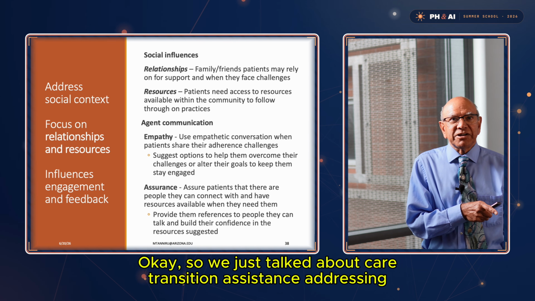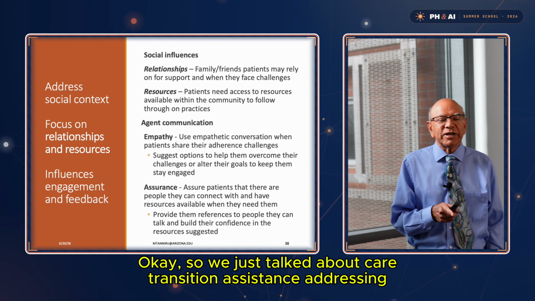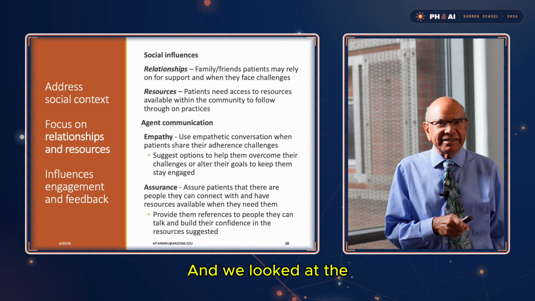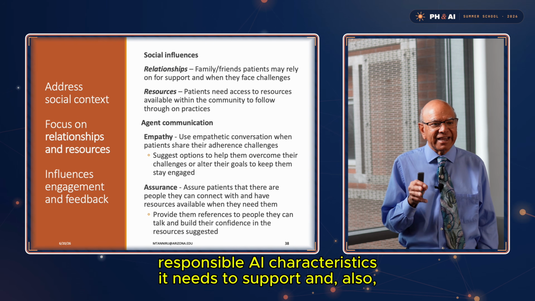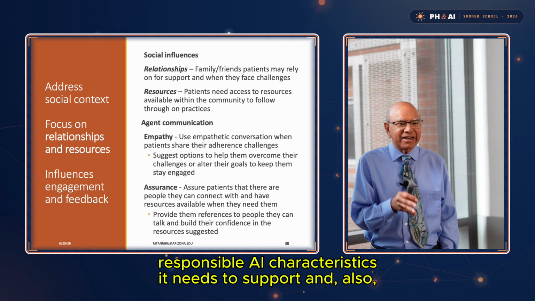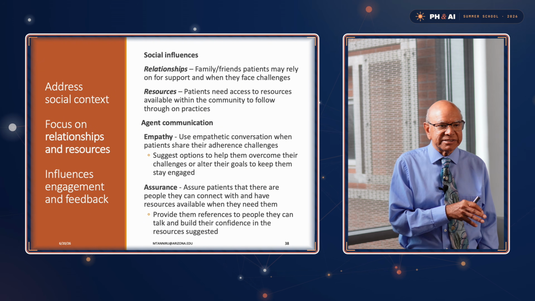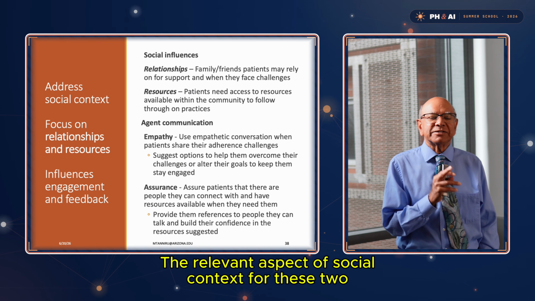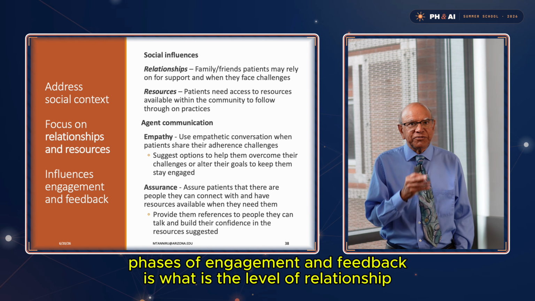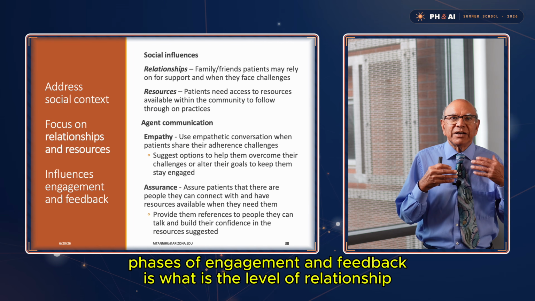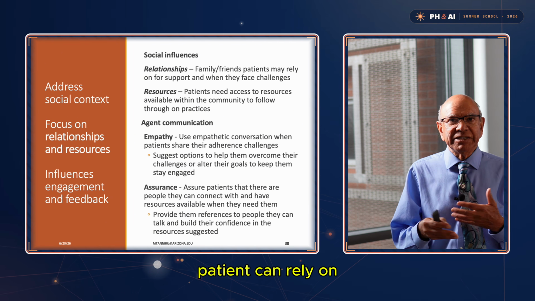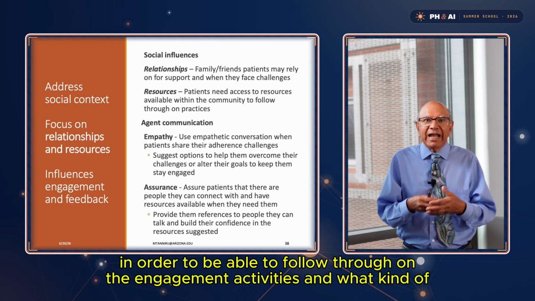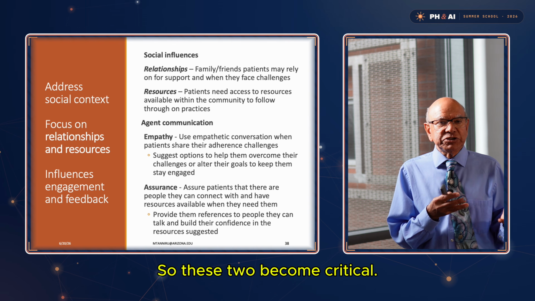Okay, so we just talked about the care transition assistant addressing the engagement and feedback part of the patient journey. We looked at the responsible AI characteristics it needs to support, and of course, also the empowerment services. We also need to look at the social context of the patient. The relevant aspect of social context for these two phases of engagement and feedback is what level of relationship the patient can rely on in order to follow through on the engagement activities, and what kind of resources are available. So these two become critical.